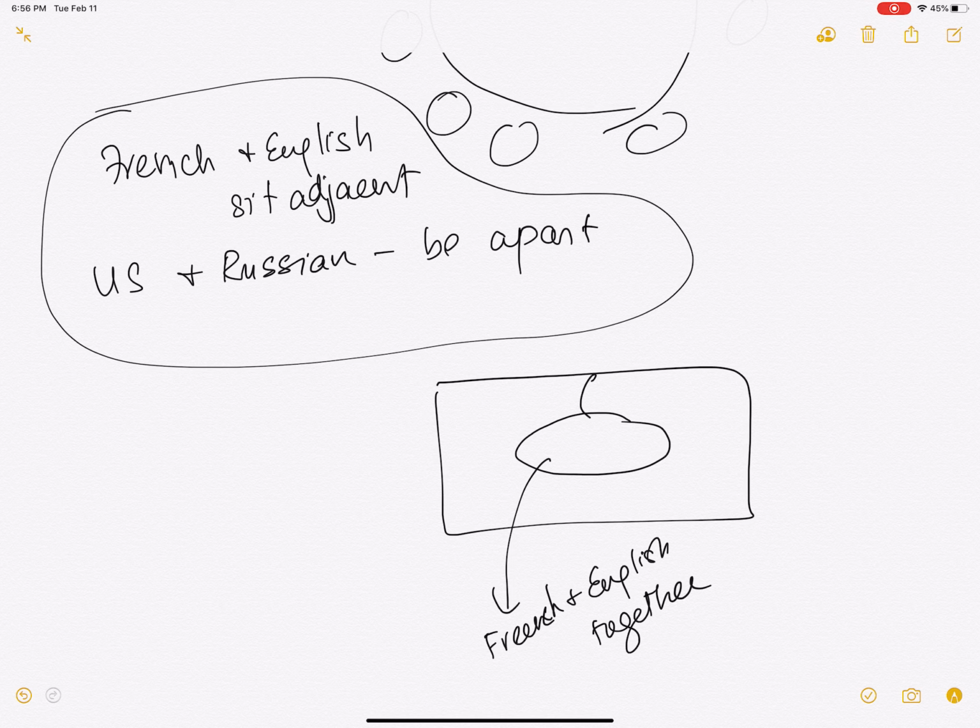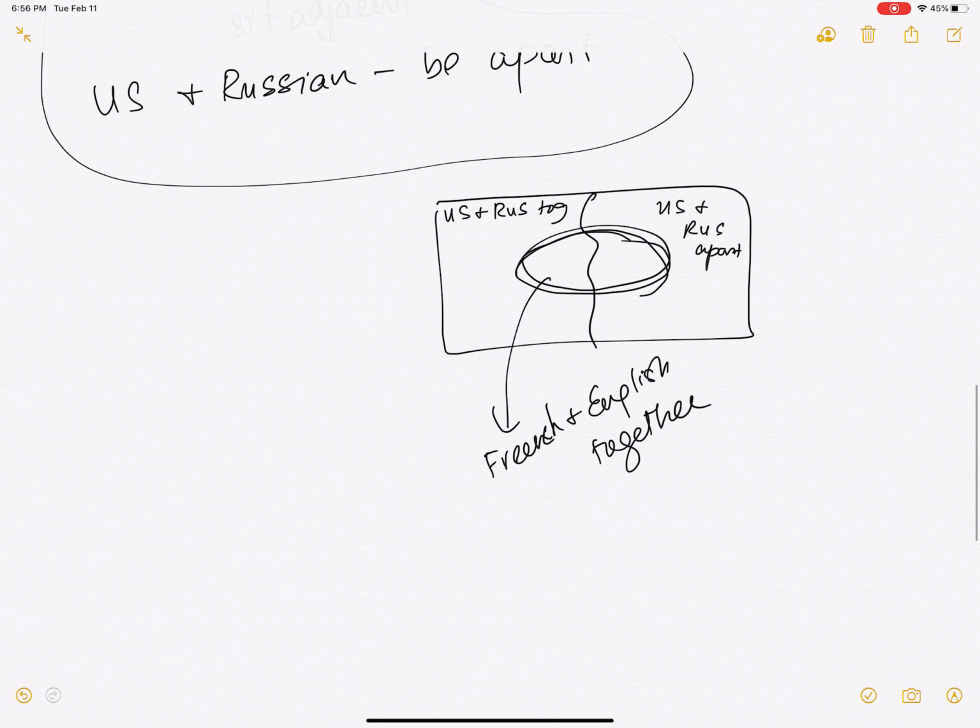Okay, and the whole sample space you've divided into 2. This is US and Russian together, and this is US and Russian apart. So you can see this set of French and English together, you can divide it into 2 subsets that are disjoint that union up to be this set. So how many ways can we have this happen?